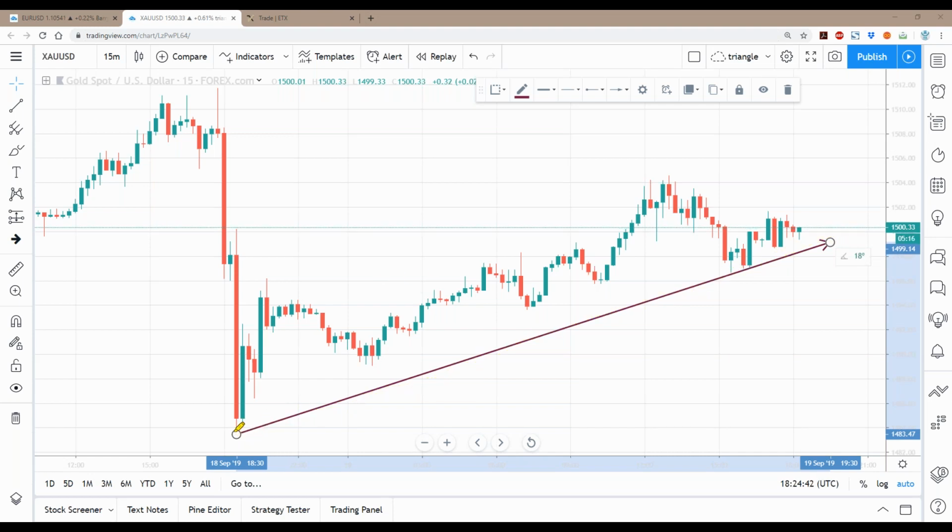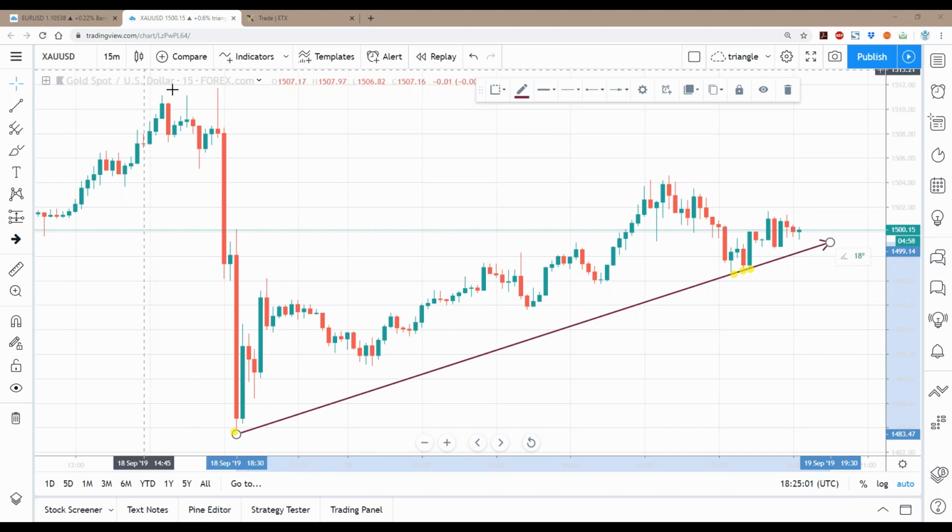So now we have one touch, two touch, three touch, four touch. When we know this is a pretty good trend line, we can rely on it. Now, a trend line, once you draw it on your charts, actually stays on your charts. You can get rid of it, but it stays there.